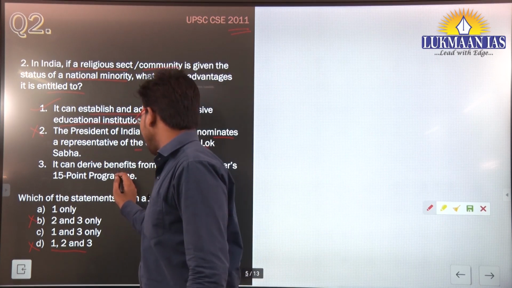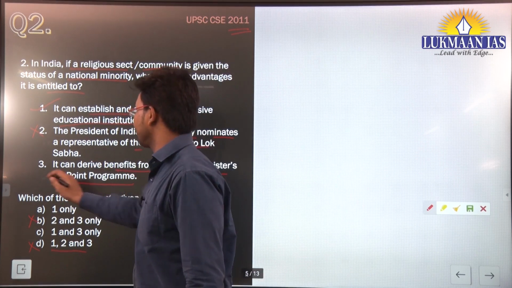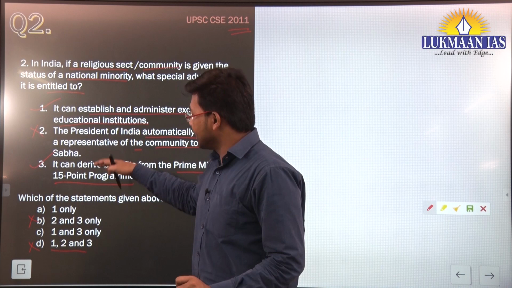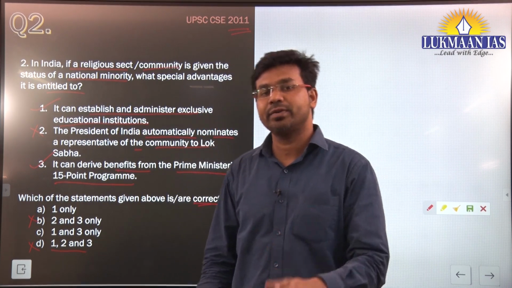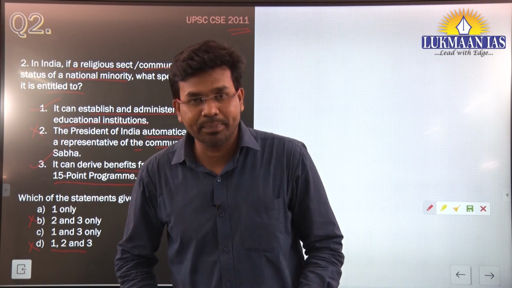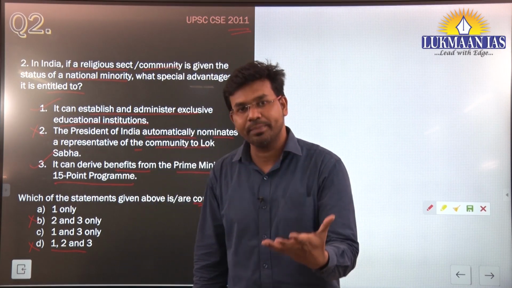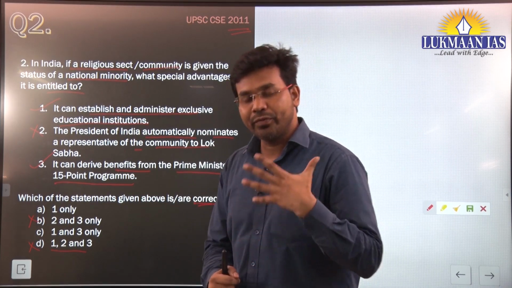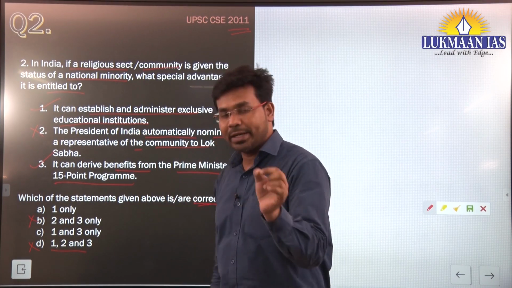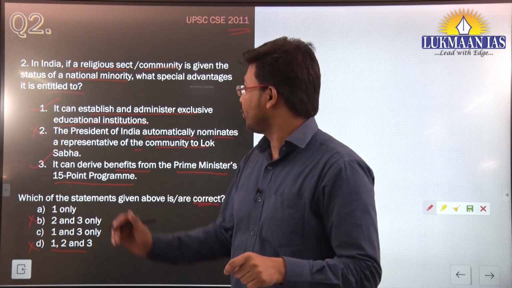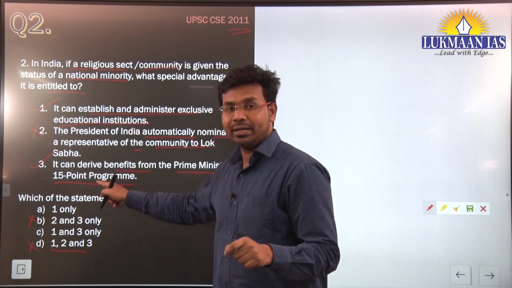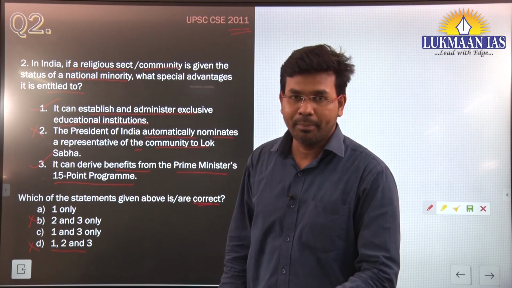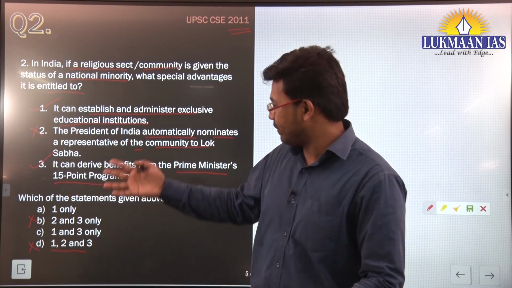It says it can derive benefits from the Prime Minister's 15-point program. This statement is correct. This minority community can derive benefits from the Prime Minister's 15-point program, which is a specific program designated to benefit minority communities. There are provisions in it that are helpful for national minorities. Many of you may not know about this program, but people who have read about it were able to answer.